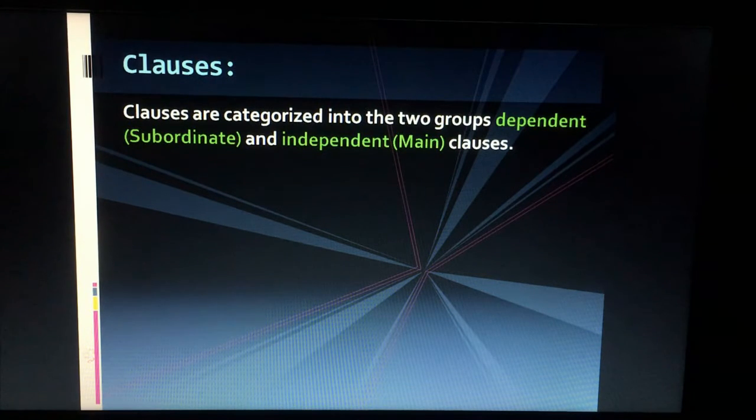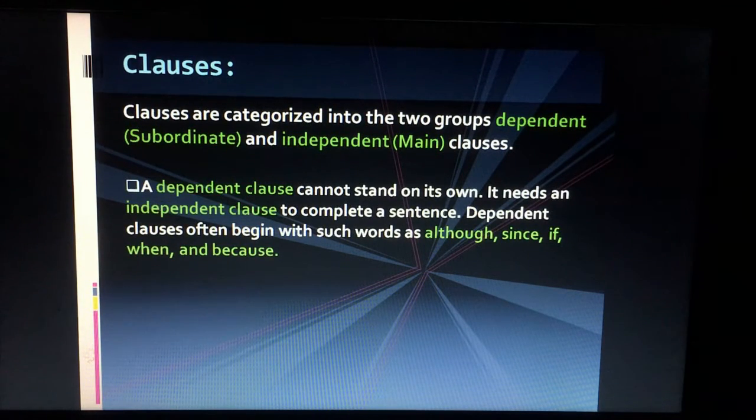In your textbook you will find the word subordinate. So let me combine that. The subordinate clauses are called dependent, and independent clauses can be called main clauses. So main clauses and subordinate clauses mean independent and dependent clauses. A dependent clause, that means a subordinate clause, cannot stand on its own. It needs a main clause, or an independent clause, to complete a sentence.